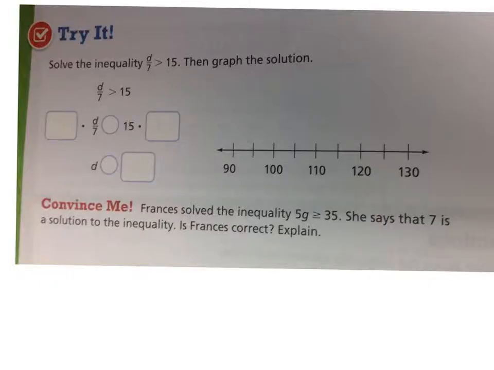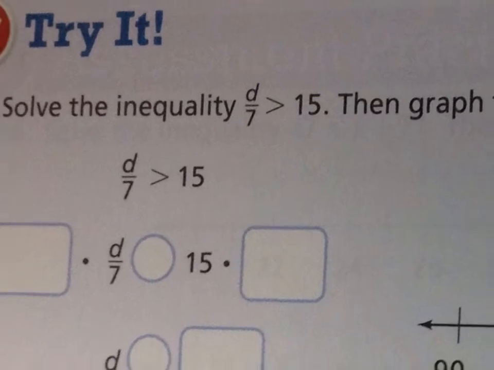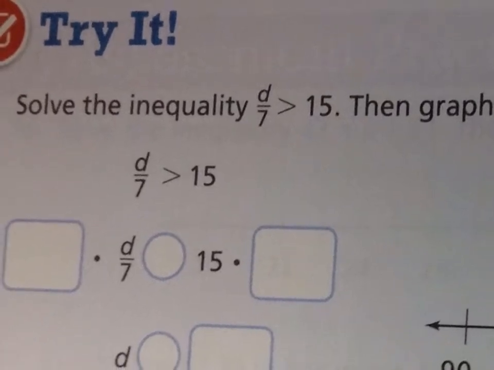So we look at the try it. They want us to solve this inequality: D over 7 is greater than 5. If we remember, the fraction bar means they are doing what? Dividing, which means we need to multiply. Good. So they're dividing by 7. We're going to multiply by 7 on both sides. And on the left side, that'll cancel.